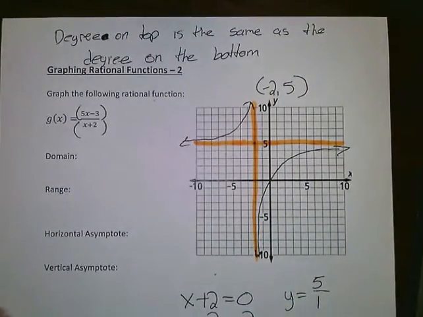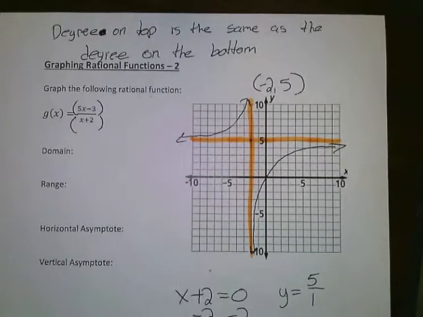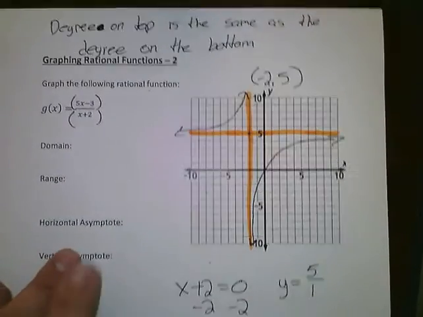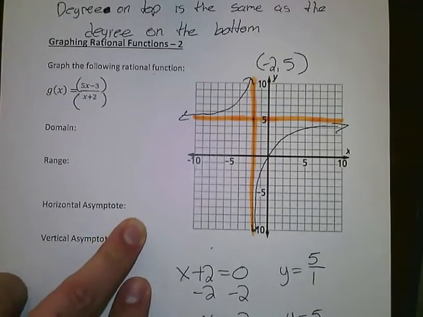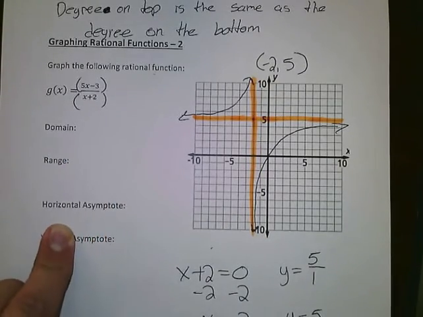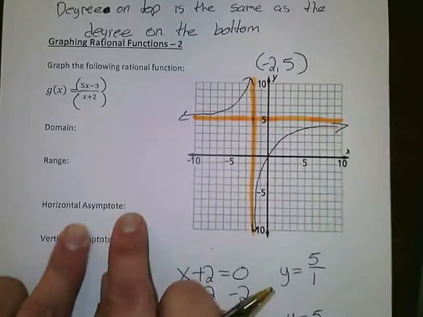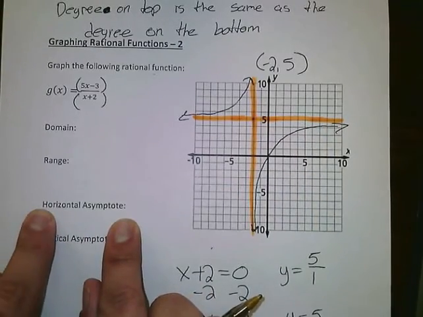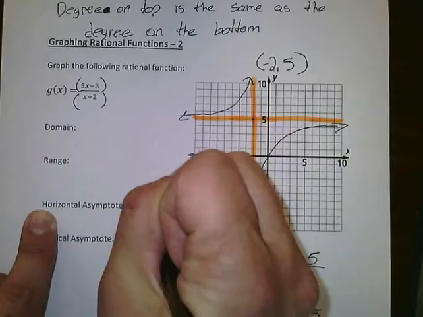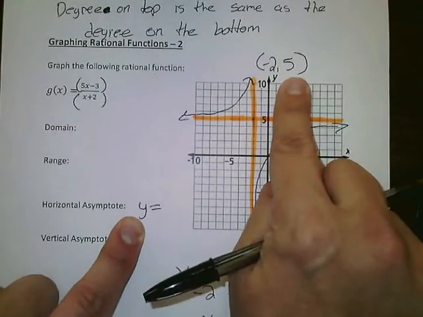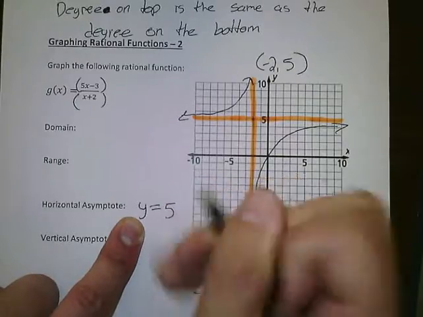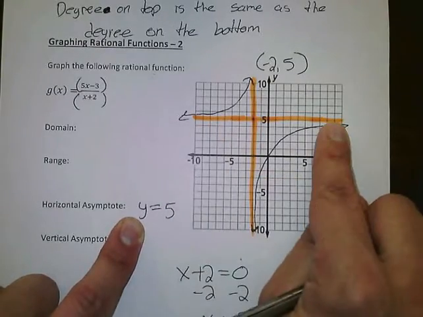So follow-up questions. We have domain, range, horizontal asymptote, and vertical asymptote. I'm going to start with my asymptotes first, and then I'll work on domain and range. So the horizontal asymptote, we've talked about it. The equation for this horizontal line, you're thinking hoi vux. Horizontal, hoi, works with y. In fact, it's going to be y equals, from that point, 5. That is the equation of this horizontal line.